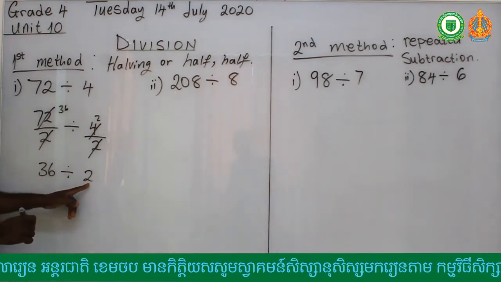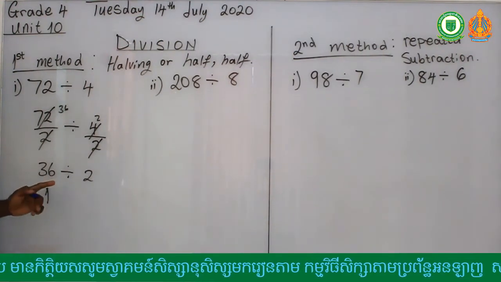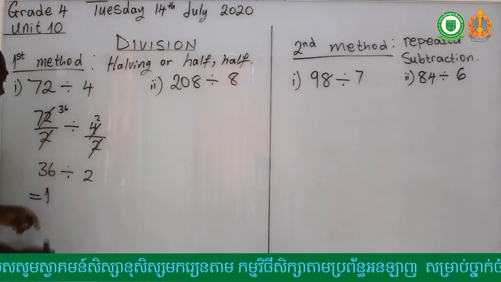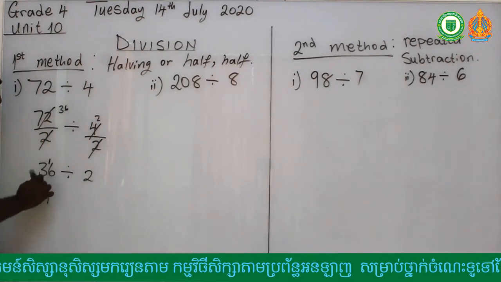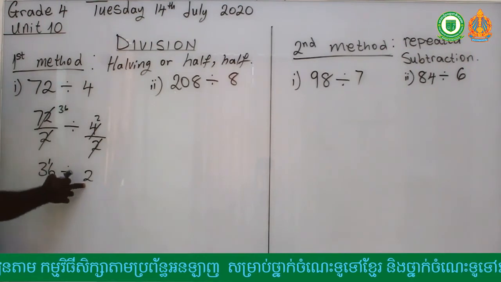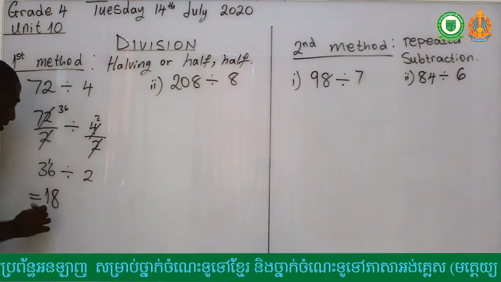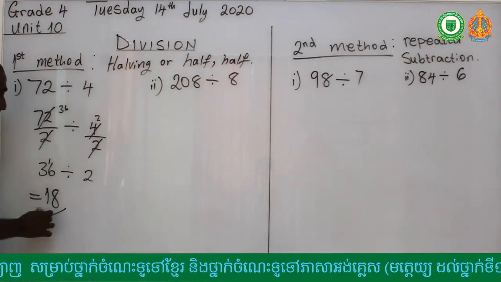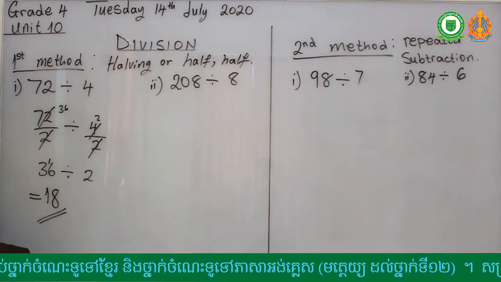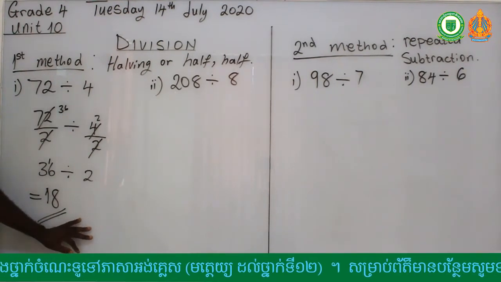So 2 goes into 3 one time, and then we have remainder 1. So we bring the remainder 1 here, so it becomes 16. So 16 divided by 2 is going to give us 8. So our final answer for this problem is going to be 18.